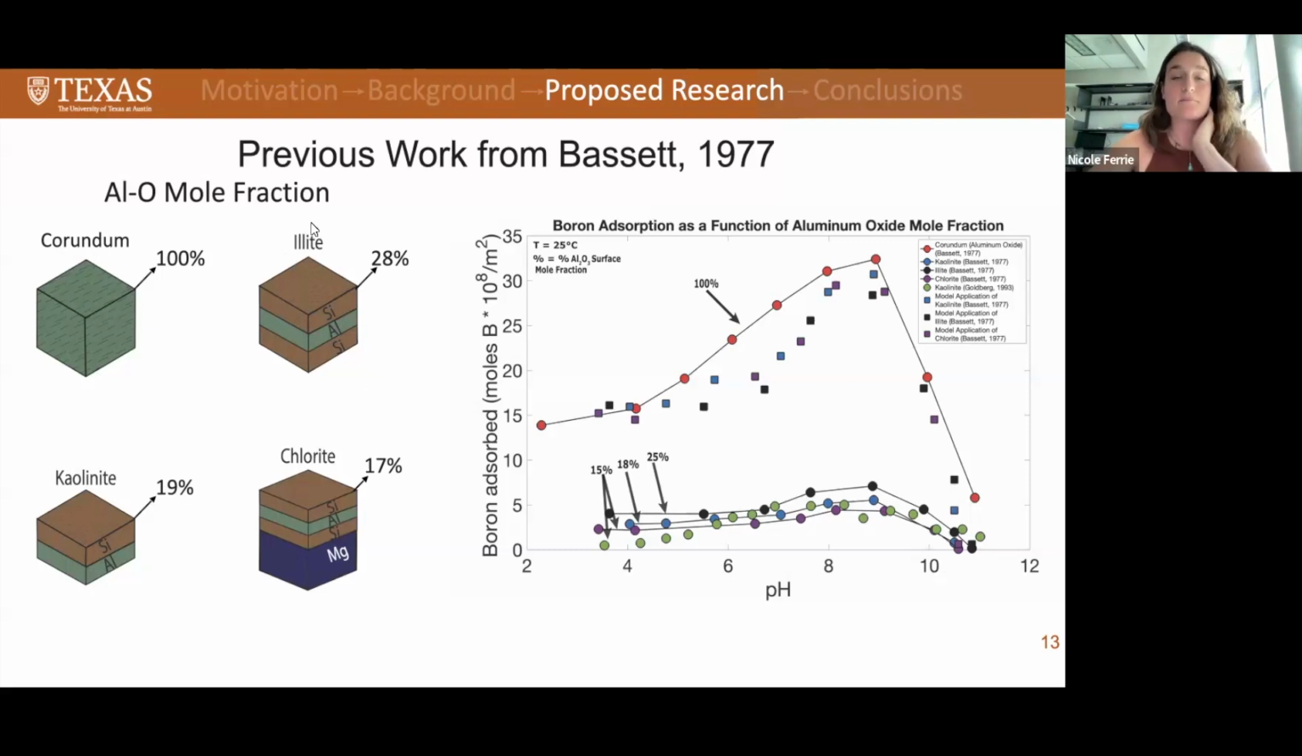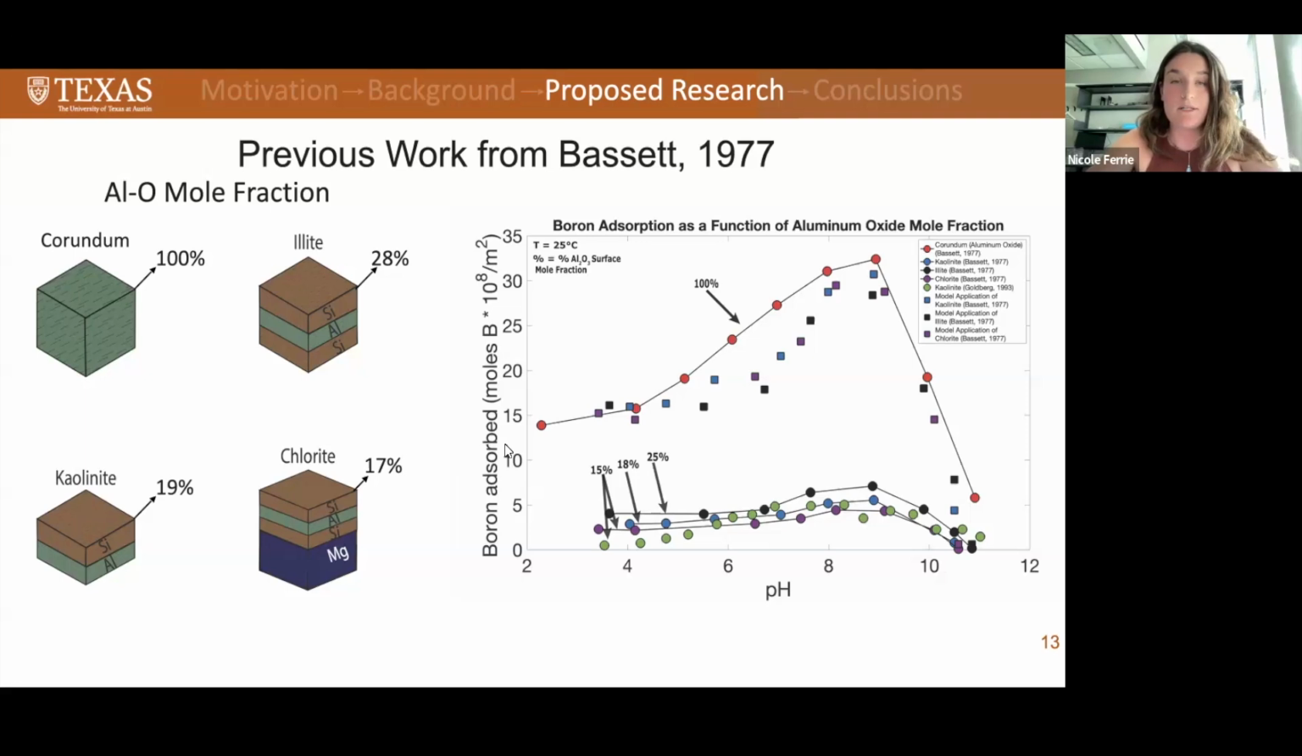For illite, it's composed of silica tetrahedra, aluminum octahedra, and then silica tetrahedra. 28% of the surface of illite is aluminum oxide, whereas 72% of the site is silica oxides. The surface is silica oxide. Kaolinite is 19%, and then chlorite is 17%.